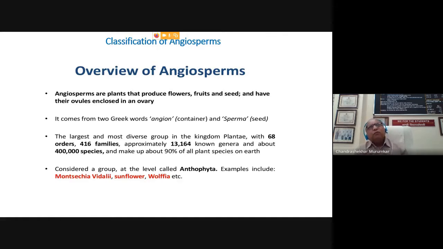For example, we know that the kingdom Plantae and kingdom Animalia were the two kingdoms which were raised. Below that, the Anthophyta group and the Phanerophyta group were considered. So Phanerophyta would comprise everything from bacteria to gymnosperms, and the Anthophyta group would contain only the angiosperms. This was one of the suggestions which was made in the 1990s.